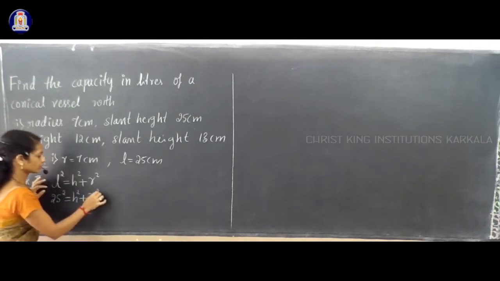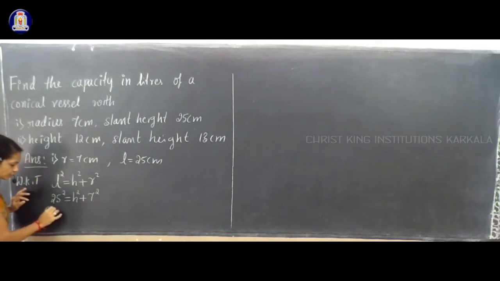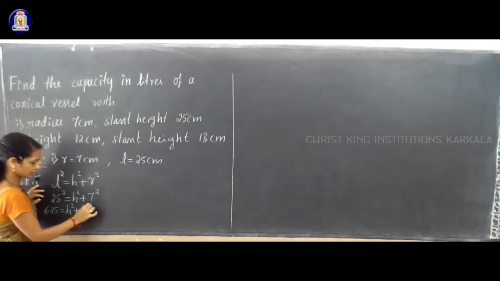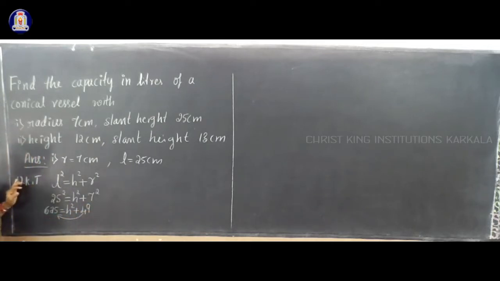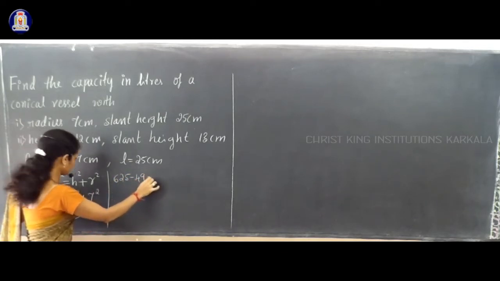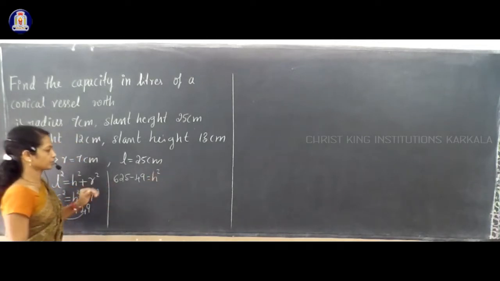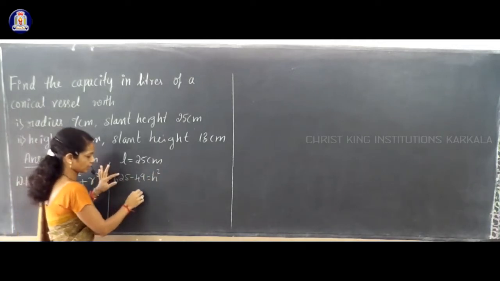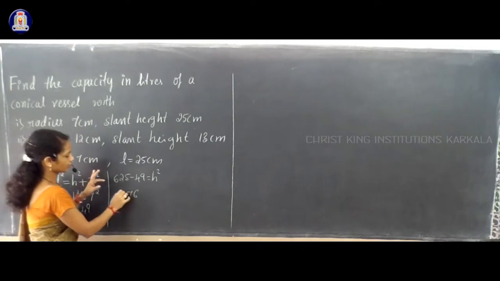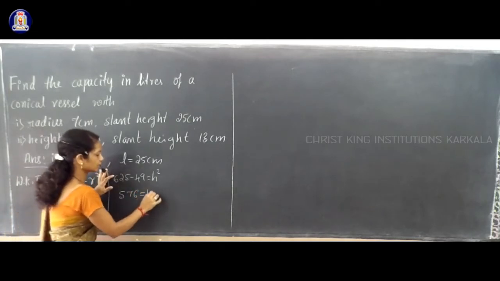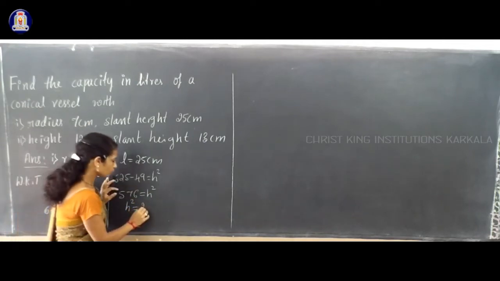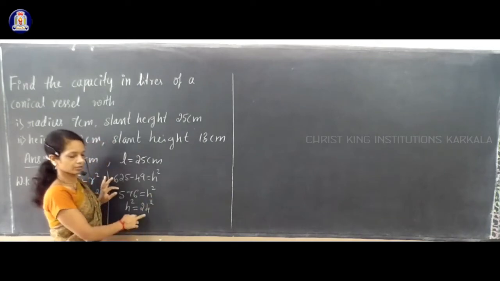R is 7, so r square is 7 square, and 25 square is 625, equal to h square plus 7 square, that is 49. Take 49 to the left side, so we get 625 minus 49 is equal to h square. 625 minus 49 is 576, that is h square, and you keep this 576 in square form. 576 is a square of which number? That is a square of 24.